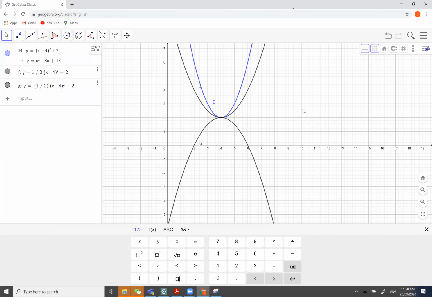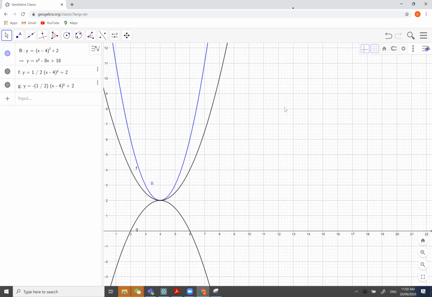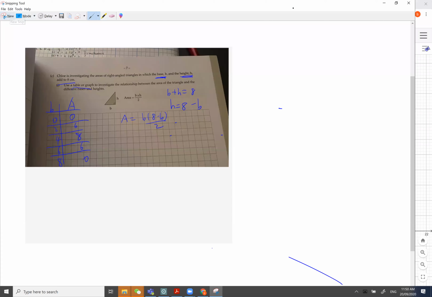I'll just borrow the picture here. Oh, we just use this one here. Zero, one, two, three, four, five, six, seven, eight. Two, four, six, eight. We don't have to use same grid scale. This is area, this is B. Zero, just zero. Two, we got twelve. Four, we got sixteen. Six, we got twelve. Eight, we got zero. Okay? This is the area.